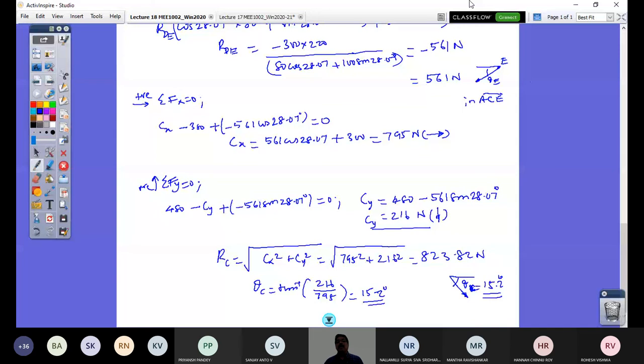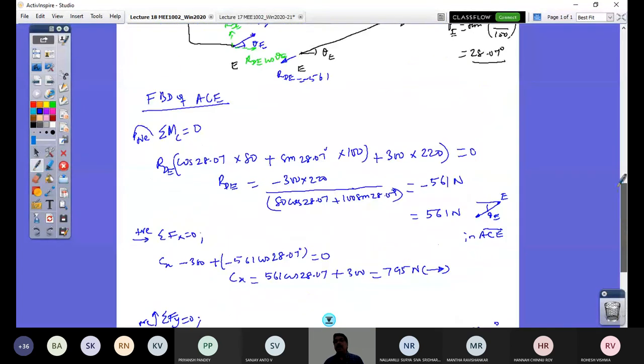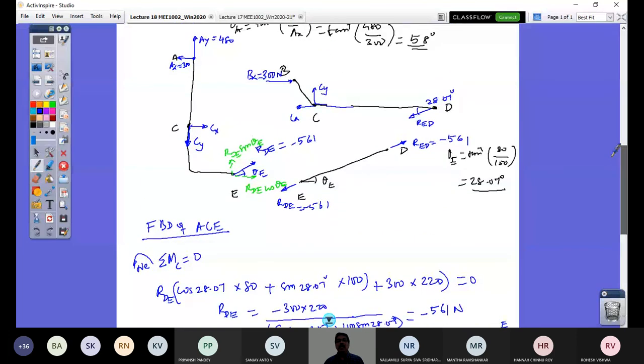What is reaction at point C? So reaction at point C is this, and you have now completed your analysis. Reaction at point E you have found on the same reaction at point B here in this member, but in opposite direction. So this is how you can complete your problem. So is there any doubt that you have?